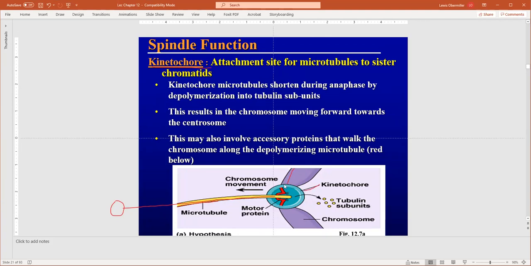So the artist has drawn this a little weird. It really doesn't look like that. It looks more like, so the kinetochore is actually a protein that attaches to a sequence right on the outside, and then on the inside, this is the centromere. And this on the outside is the kinetochore. But they drew this for effect to show you that the chromosomes actually move themselves.